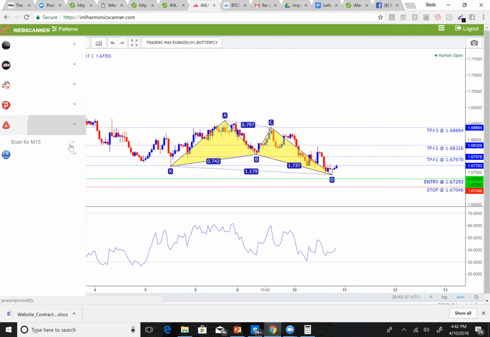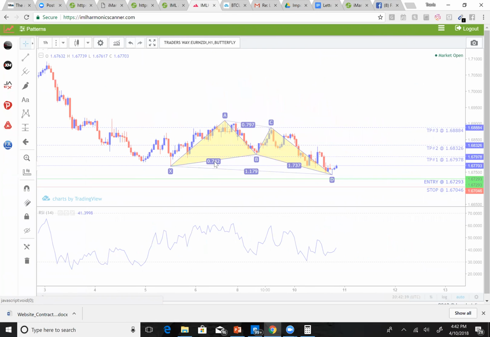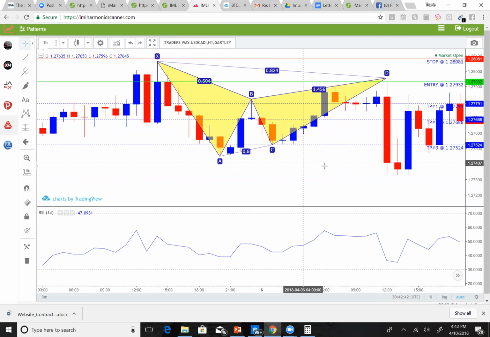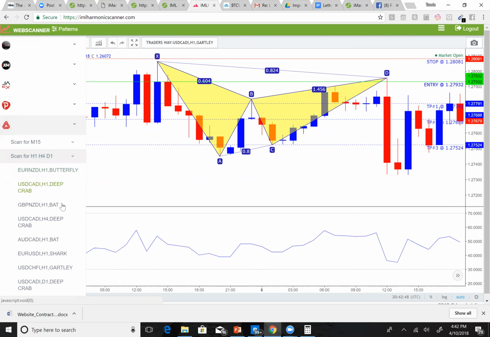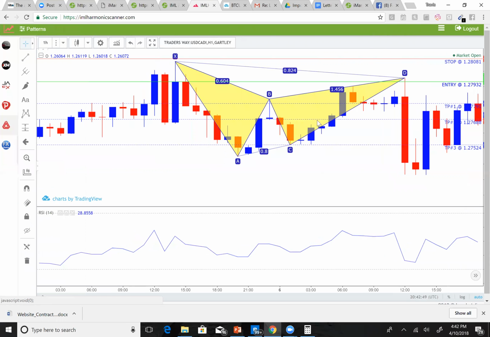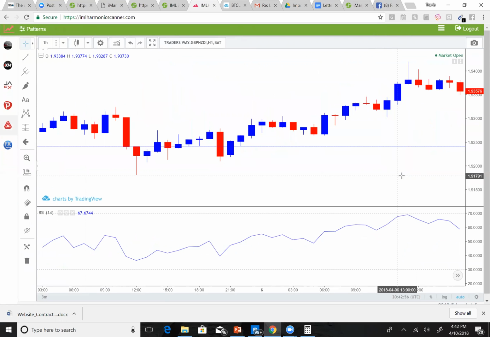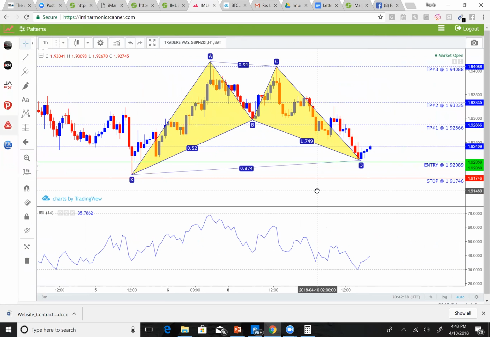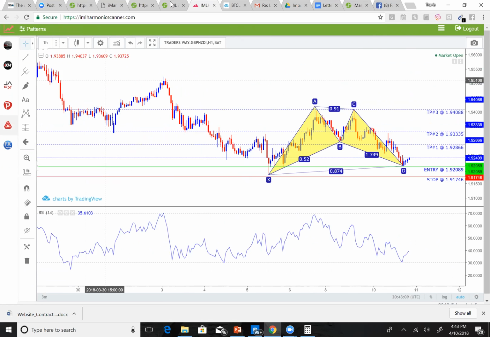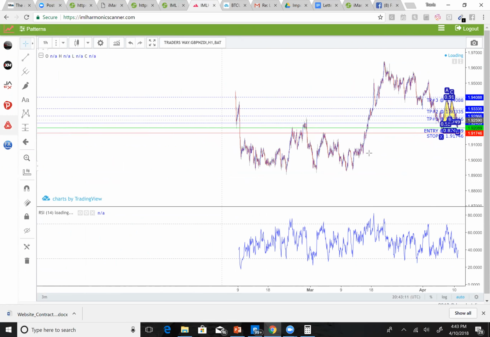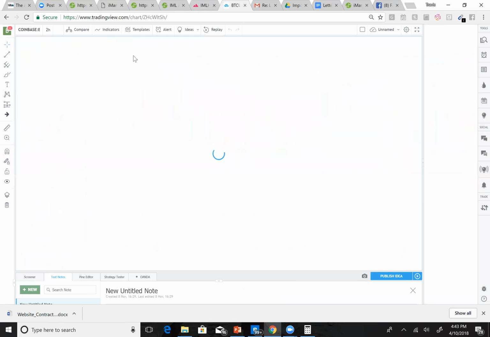I'm trying to find you guys one that isn't going the right way. The scanner is putting in our work. All right, I'm just going to stick with this one, GBP NZD. It came on a 15-minute scanner and it came on a 1-hour scanner, so that's probably a good sign that it's going to keep going up. But let's take a look at GBP NZD.